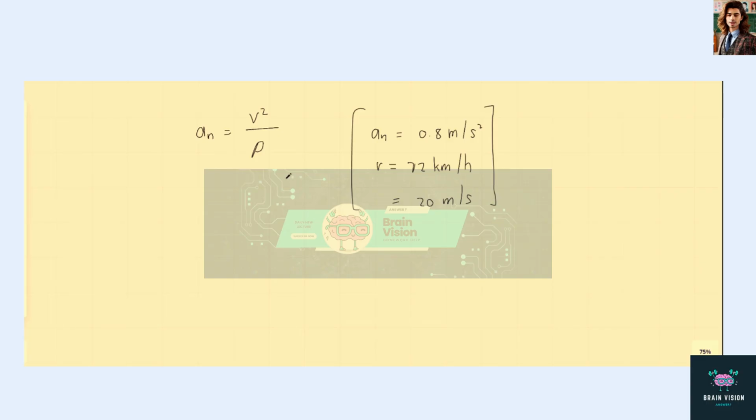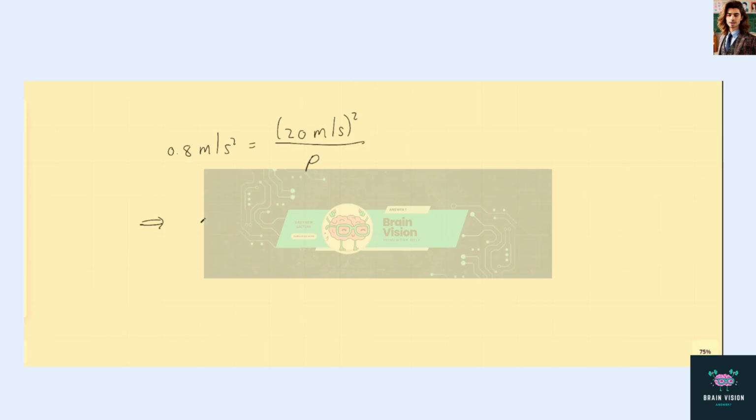So we can rearrange this equation and solve for rho. We get 0.8 meters per square second is equal to 20 meters per second all squared divided by this radius rho, and rearranging we get this radius rho to be 20 meters per second all squared divided by 0.8 meters per square second, which gives us the radius of the highway rho to be 500 meters.